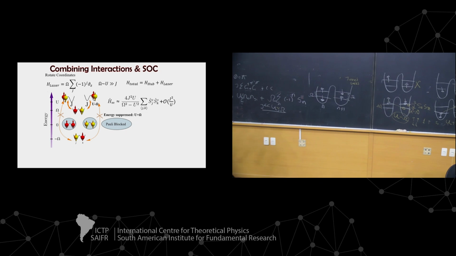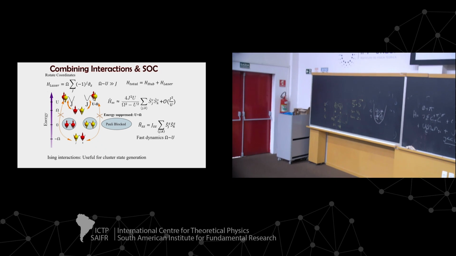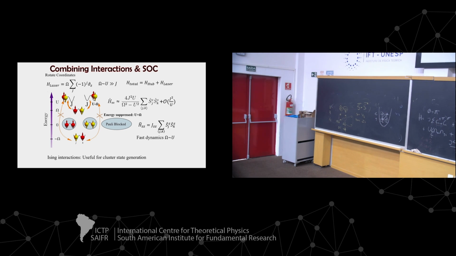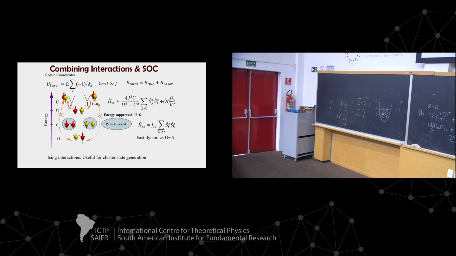So this is the Hamiltonian. We have an Ising interaction. It's an Ising interaction between nearest neighbor particles. This form is for omega of the order of U. And this is a Hamiltonian that people predicted a few years ago to be a fantastic resource for quantum computation.